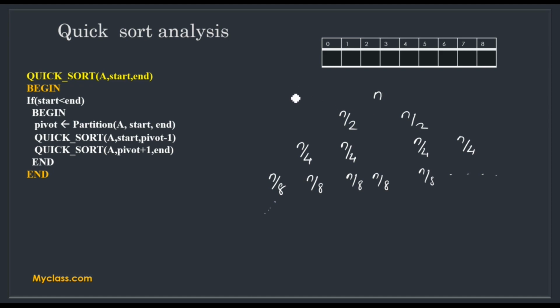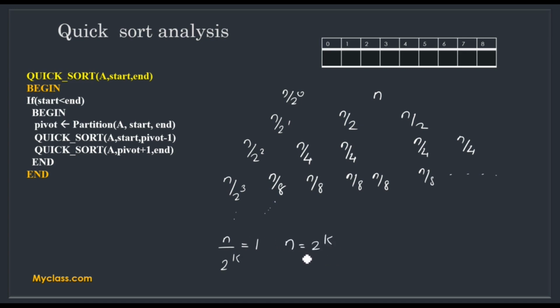See, this division we can write like this: n by 2 raised to 0, here n by 2 raised to 1, here n by 2 raised to 2, here n by 2 raised to 3. So like that we can generalize: after the kth level, we can say n by 2 raised to k. It will end at last when the sublist contains only one element. So we can write n by 2 raised to k equal to 1, so we can easily write n equal to 2 raised to k.